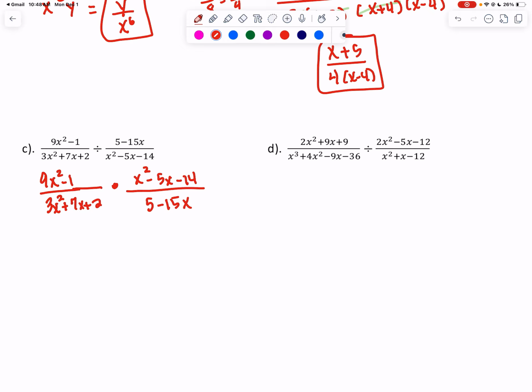All right, now we're going to factor everything that will factor. So 9x squared minus 1 is a difference of 2 squares, and I can factor it as 3x plus 1, 3x minus 1.